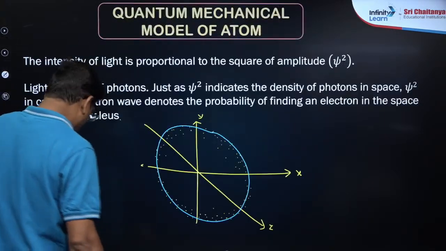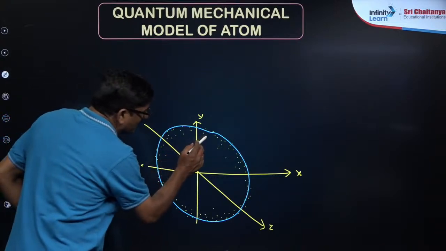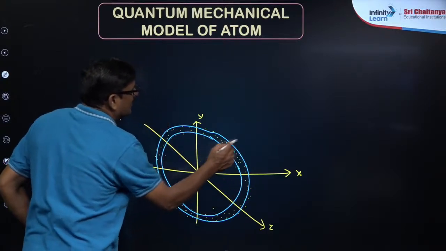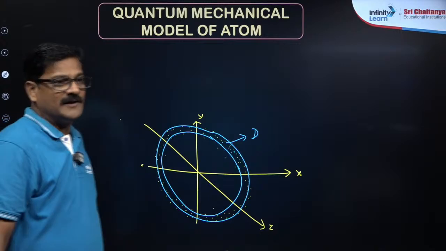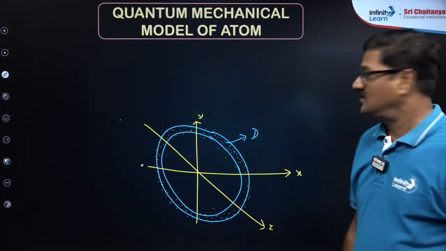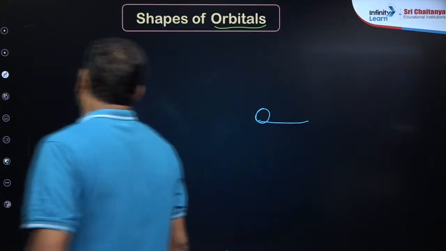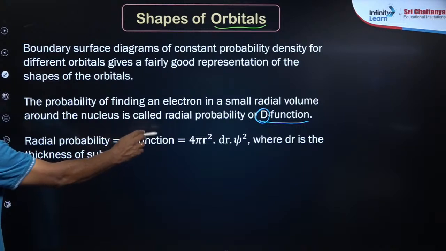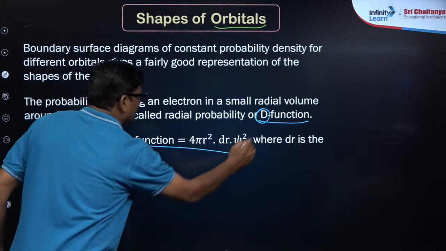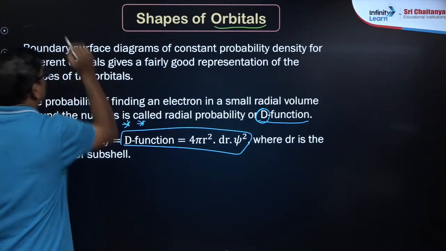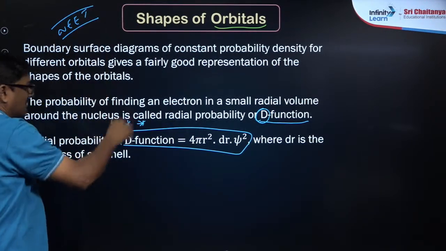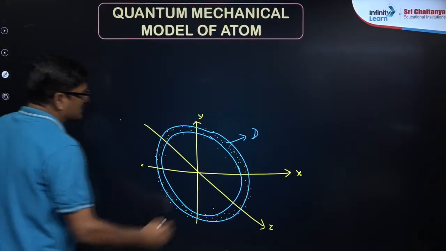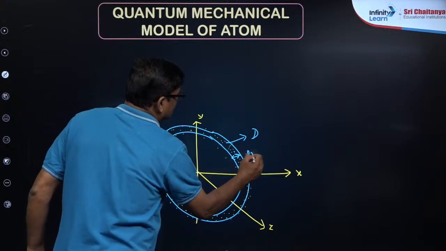Look here, okay, here the radial probability density is higher, the density is higher here, the whole of it. So that is what you call probability density. Okay, so that is called 4 pi r square dr, right? So radial probability is equal to the D function, 4 pi r square dr psi square. This is very, very important. In the NEET examination, the graph of D may come. Here dr is the thickness of the subshell.